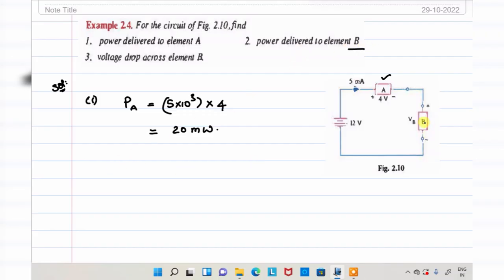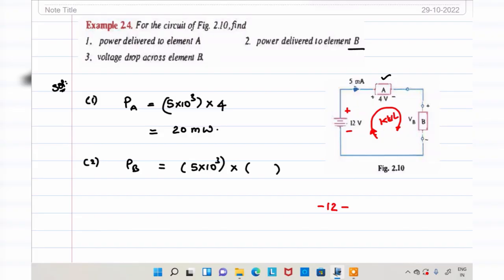Next, power delivered to B, that is the power consumed by B, PB is equal to, again the current. It is a series connection, so the current is the same, 5 into 10 power minus 3. But you don't know the voltage, right? We can find the voltage with the help of KVL. So I am going to apply KVL here. Whenever I am applying KVL, here plus and minus. So I am going to write the equation minus 12. Here there are different conventions. Based on your convention, you can take positive or negative.